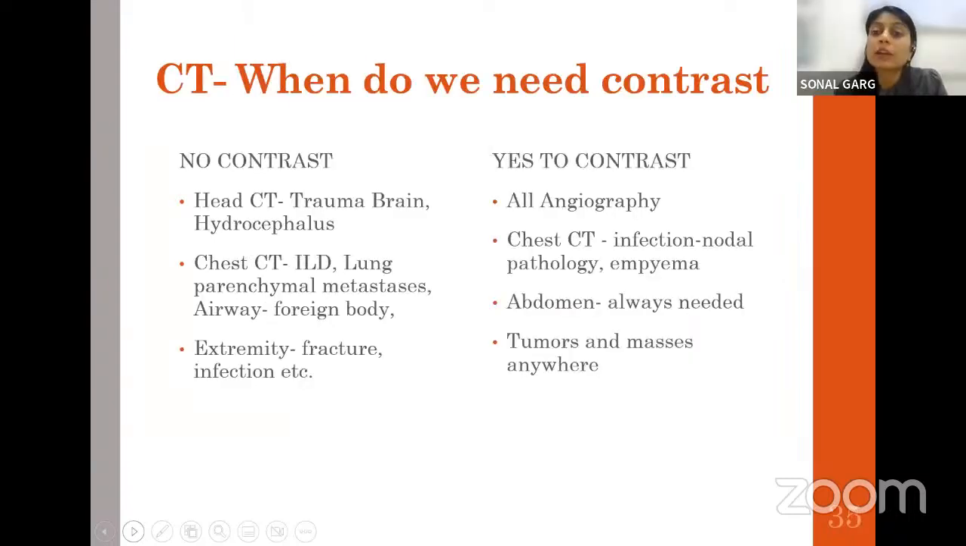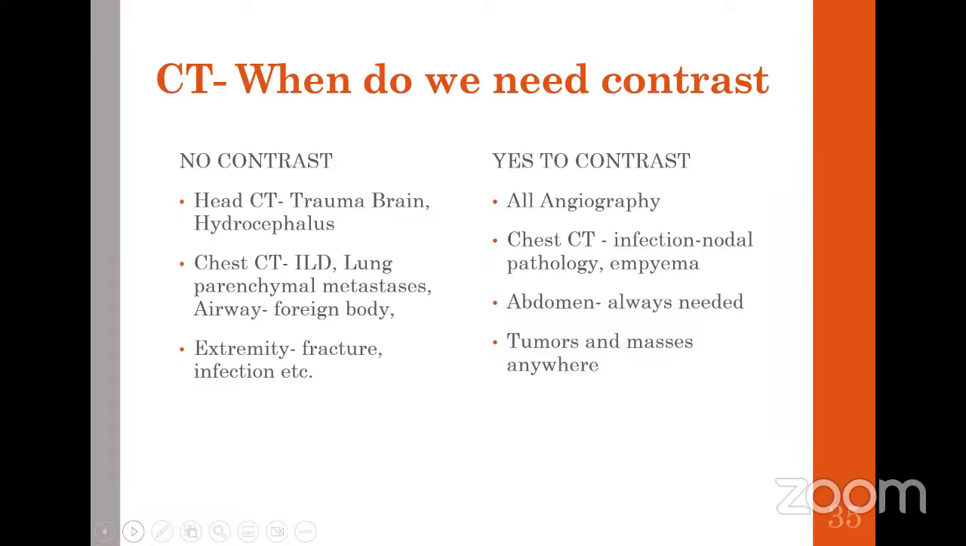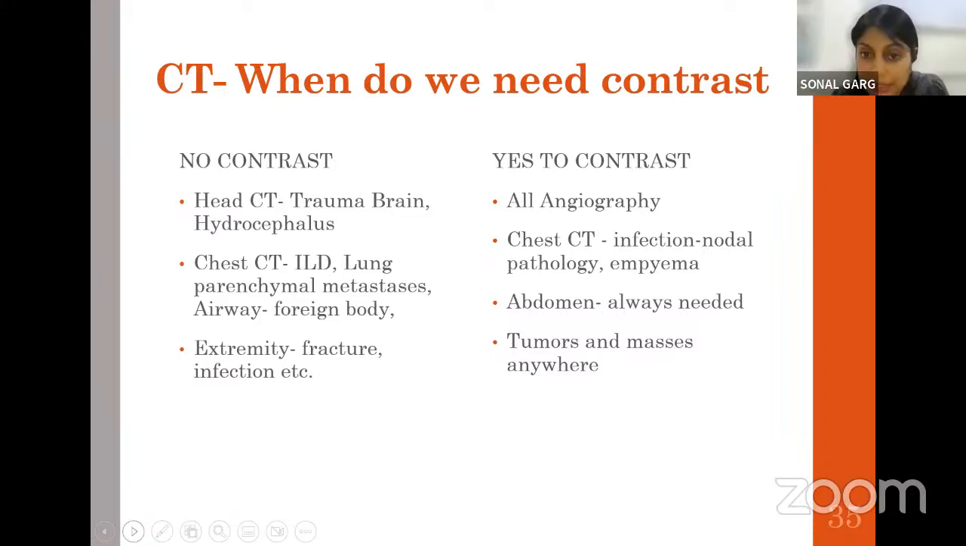Okay, so just a quick overview on the CT scan and when do we need contrast. If a child comes with trauma or a fall, definitely no contrast is usually needed, or to assess hydrocephalus, which is just dilatation of the ventricles. In chest, when you are looking for an interstitial lung disease, lung parenchymal metastasis, or if you want to look at the airway for dysplasias or foreign bodies, or if you want to look at the extremities for fracture or infection, these typically do not need a contrast enhanced scan.